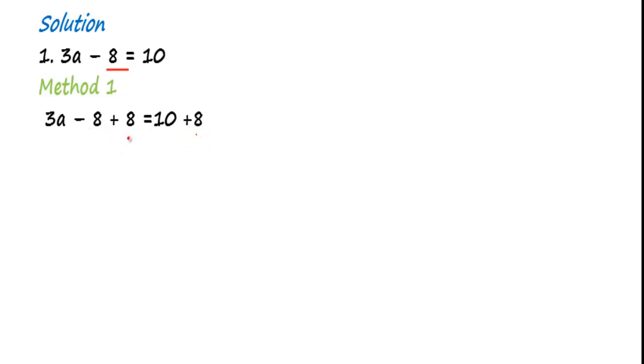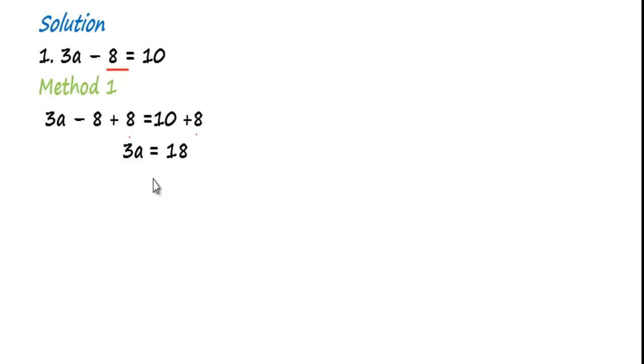Now minus 8 plus 8 is equal to 0. Are you following now? So 3a minus 8 plus 8 is 0, because you have a debt of 8 and you still have 8. Then when you pay the debt, it remains 0. So that's why it's 3a on this side, and on the other side 10 plus 8 is going to be 18. That is the first method.